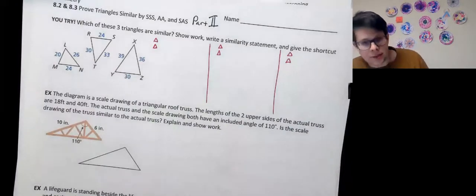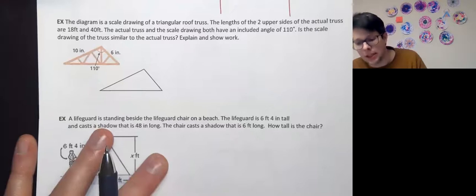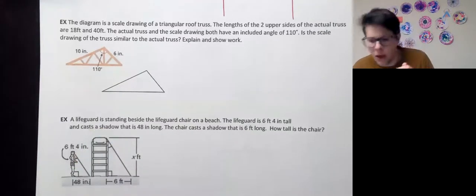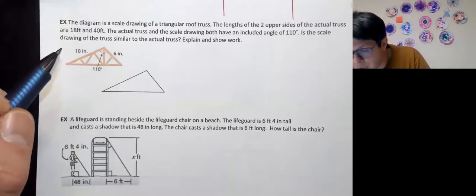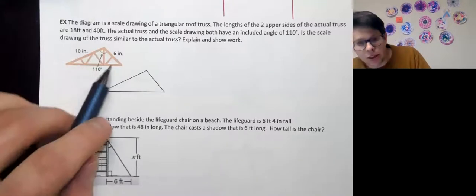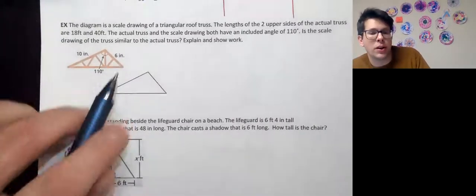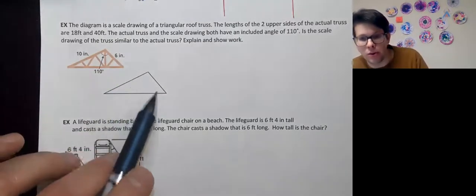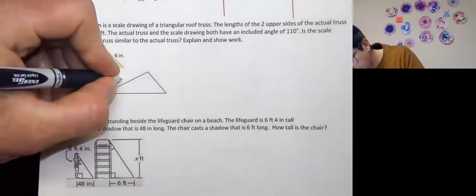Let's take a look at our second example right here. This is a story problem, which is going to up the complexity a little bit for some, but I want you to know that this is going to go very much the same kind of way. So right here, it says in the diagram, there's a scale drawing of a triangular roof truss. If you take a look, this is what usually goes on the top of the house. But if you look right here, you'll notice our units are in inches. So this is very small. The length of the 2 upper sides of the actual truss, which is what we're going to draw right here, are going to be 18 feet and 40 feet.